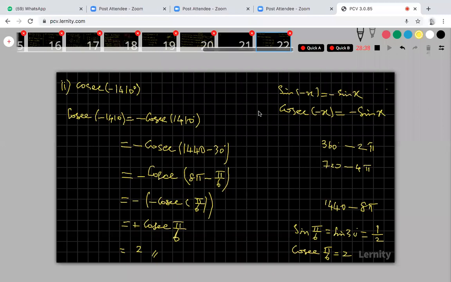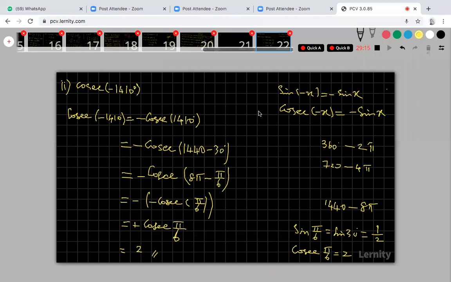The tan 19 pi by 3 can be written as 19 times pi by 3. You can take it as 18 times pi by 3 plus pi by 3, where 18 times pi by 3, 18 pi by 3, is nothing but 6 pi. So 6 pi plus pi by 3. We know that tan of n pi plus x is tan x only. So here tan of 6 pi plus pi by 3 is tan pi by 3.